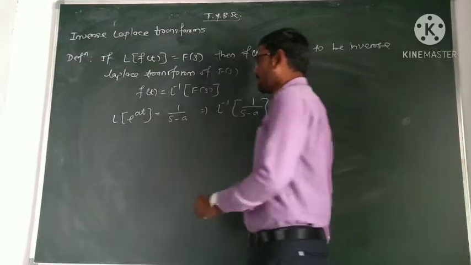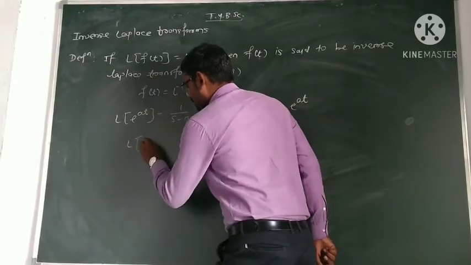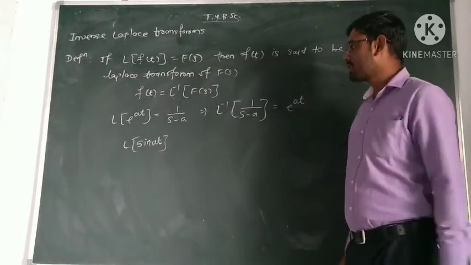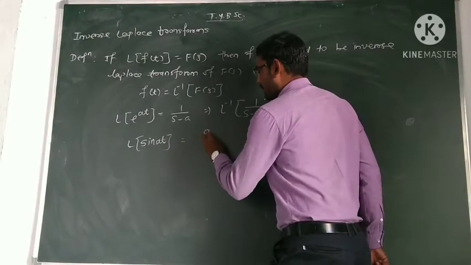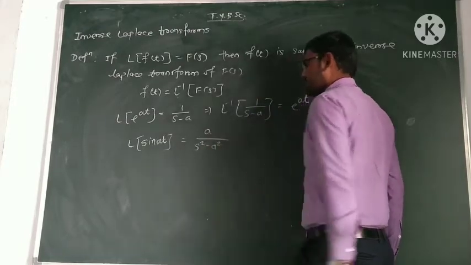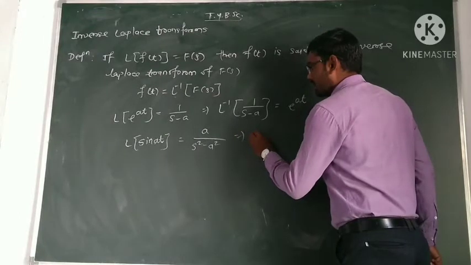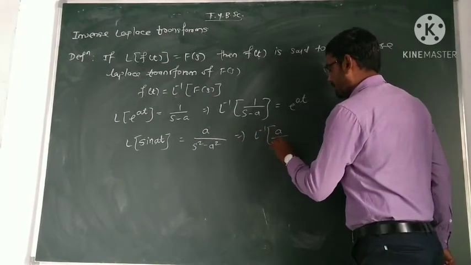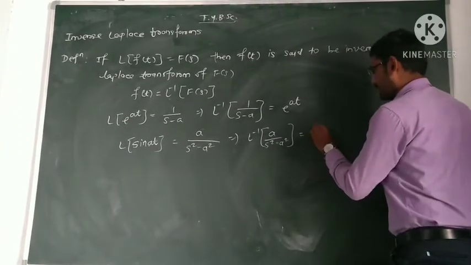Similarly, we know the Laplace transform of sin at is equal to a upon s square plus a square. This means the inverse Laplace transform of a upon s square plus a square is equal to sin at.